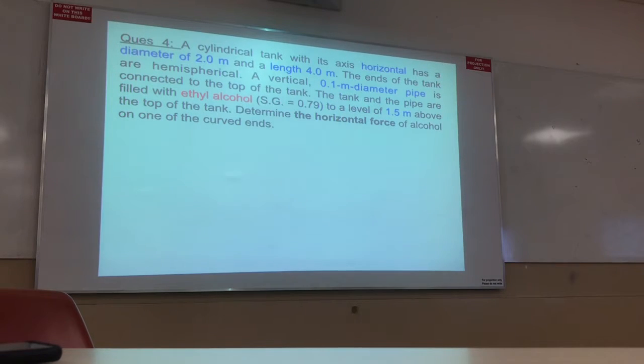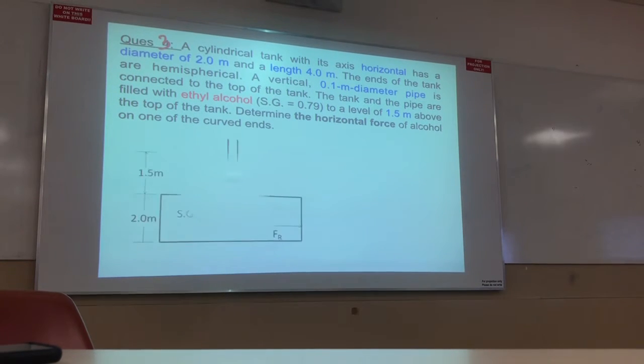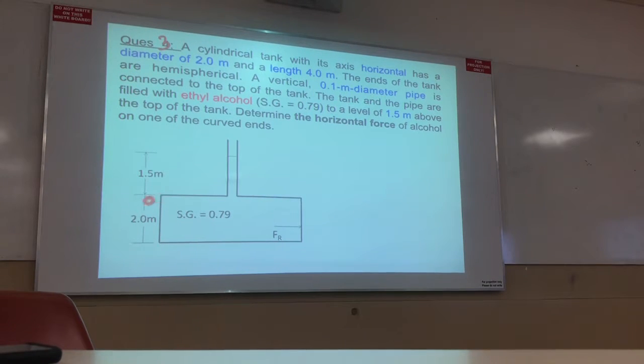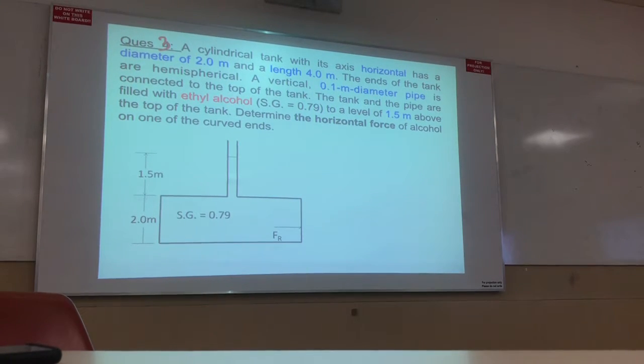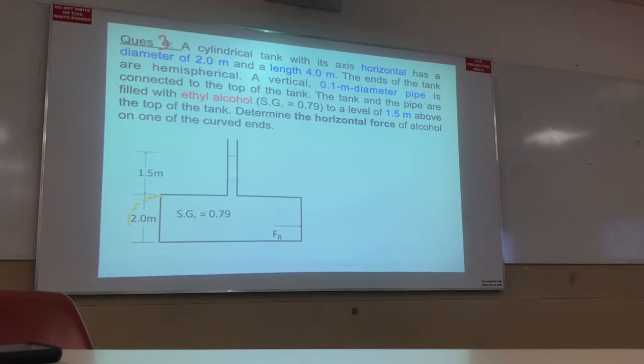Okay, question number 3. This is question number 3, right? A cylindrical tank with its horizontal axis has a diameter of 2 meters. Diameter from here to there is 2 meters, and the length is 4 meters. The ends of the tank are hemispherical. It's something like this.